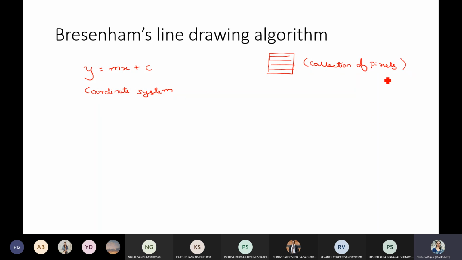A line is nothing but a collection of pixels between 2 points x1, y1 and x2, y2. So this will represent the position, and any number of pixels which fall in between these 2 points is known as a line in this case.